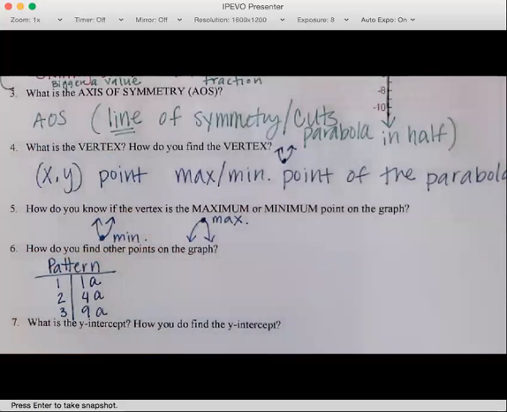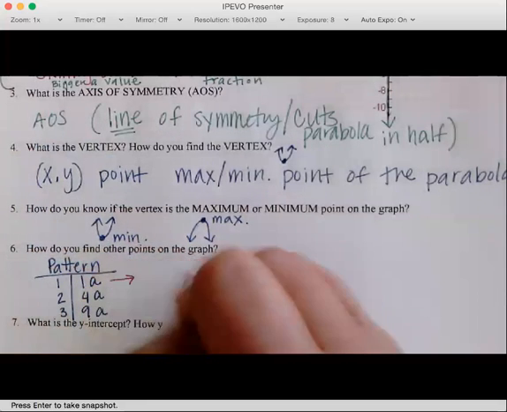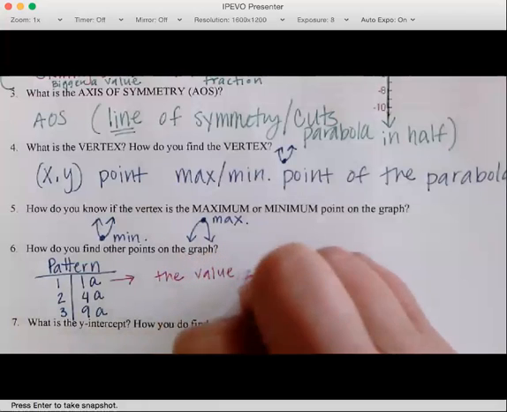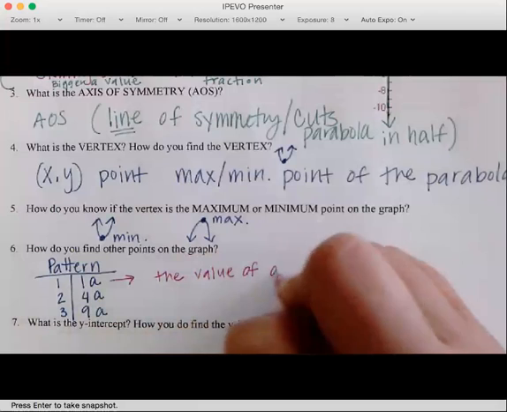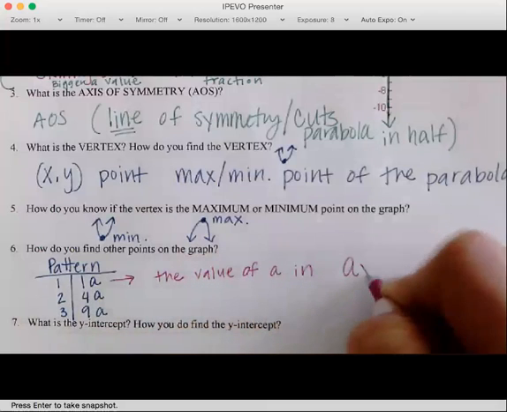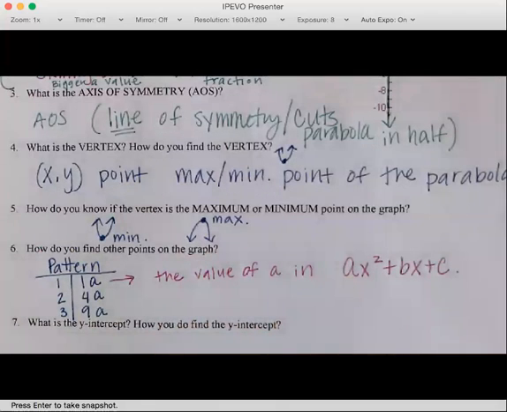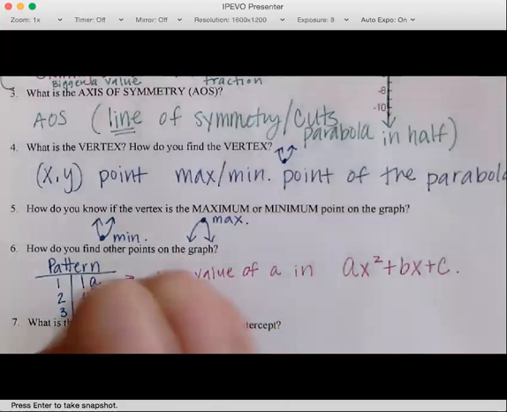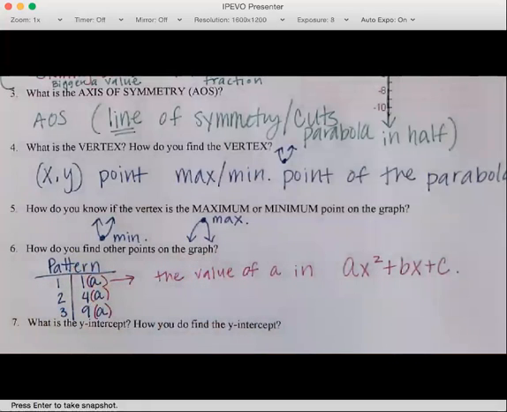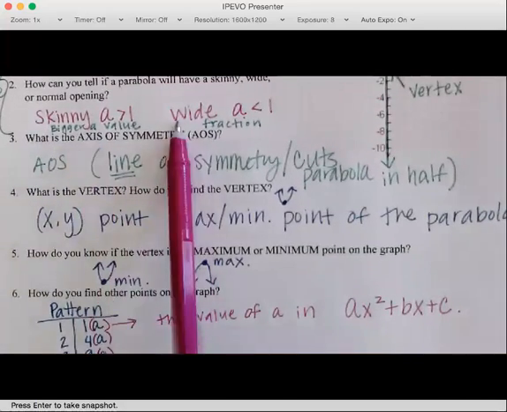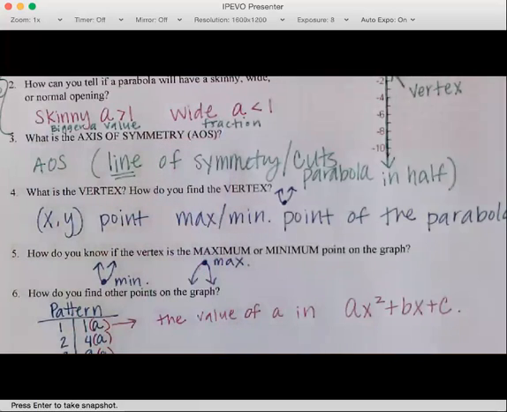And A represents the value of A in AX squared plus BX plus C. Okay, so that's where your A comes from. And basically you have to multiply that, because if your A is not 1, then you might end up with either a skinny graph, a skinnier graph, or a wider graph, depending on what your A value is, okay?